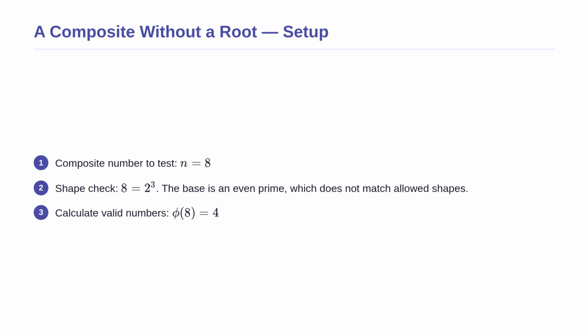Now that we have seen a successful master key, let us examine a composite number that fails to have one. We will test the number 8. 8 is 2 cubed. Looking back at our theorem, the base is an even prime, not an odd prime, so it does not match any of the allowed shapes. The theorem predicts that 8 will not have a primitive root. To prove this prediction, we calculate phi of 8, which is 4. The 4 valid numbers are 1, 3, 5, and 7.